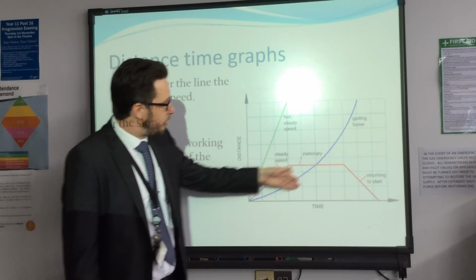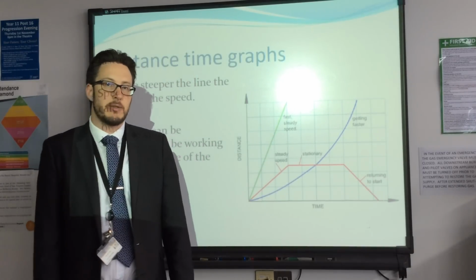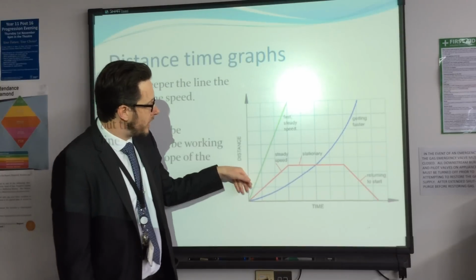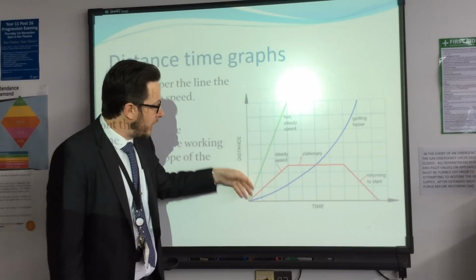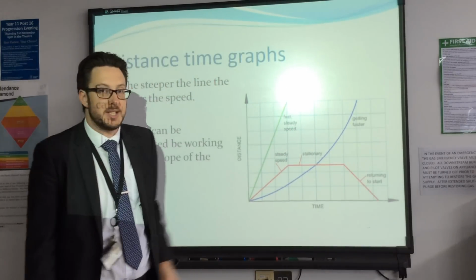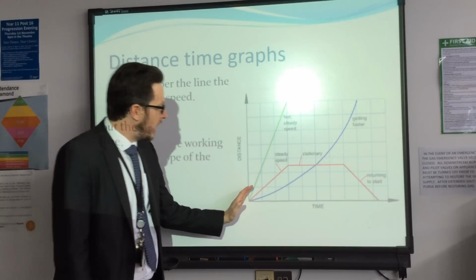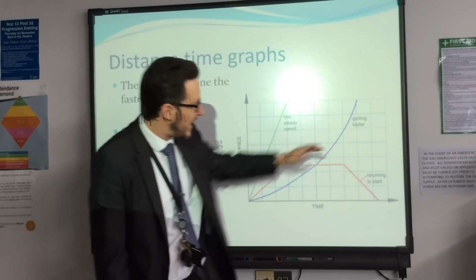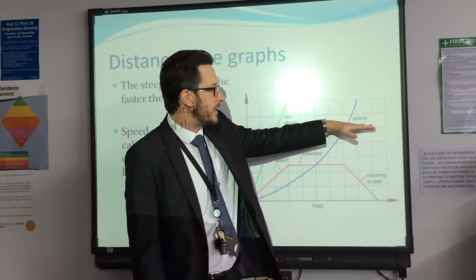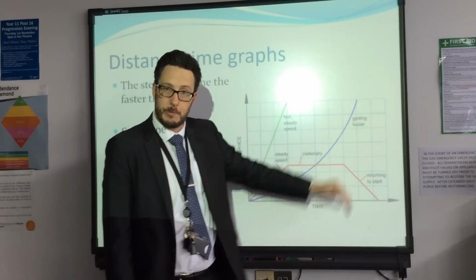This curved blue line shows that the object is accelerating or getting faster. If the line is curved, there is acceleration. If it's curved upwards like this, that's getting faster, i.e. accelerating. If my curve was like that, that would be decelerating. And eventually, when it was flat, it would be stationary.